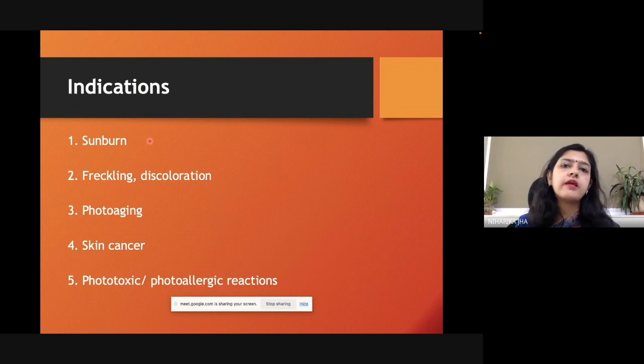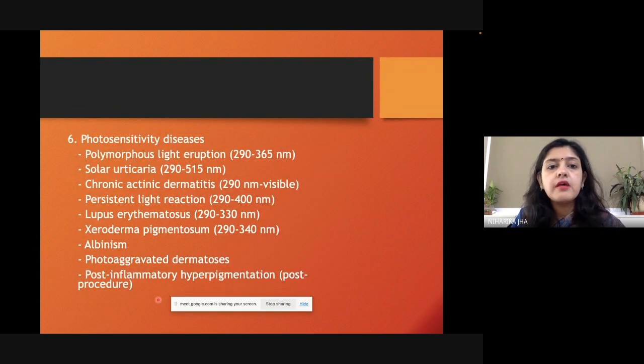Now, basically, sunscreens have become very popular, and the general public has started using them quite often. But the predominant indications include sunburn, freckling, discoloration, photoaging. If the patient has a tendency of developing skin cancer, is living in such areas, for example, Australia, etc., where the ozone layer has been depleted, or basically, those patients who already have skin cancer, those having phototoxic or photoallergic reactions. In case of photosensitivity diseases such as PMLE, chronic actinic dermatitis, lupus erythematosus, xeroderma pigmentosum, PIH, etc.